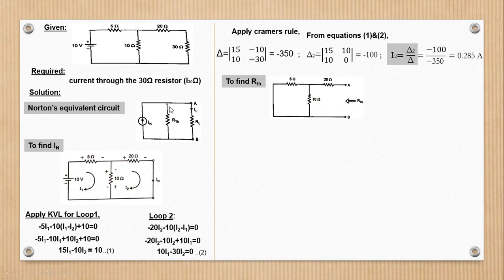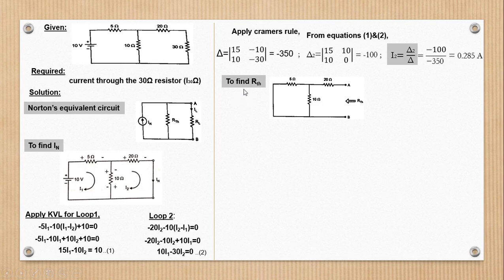As we discussed earlier in the third step, we have to short circuit the terminals where the voltage source is connected. We have short circuited the terminal, and then the 30 ohm resistor is removed. It is kept at open condition.